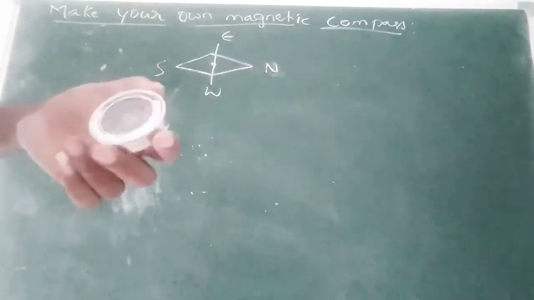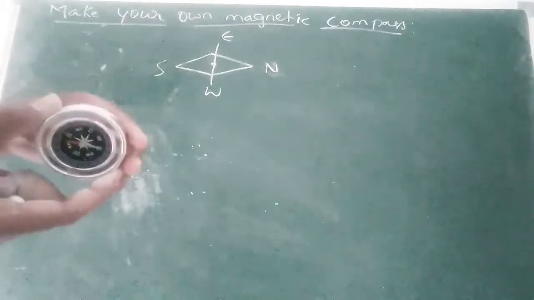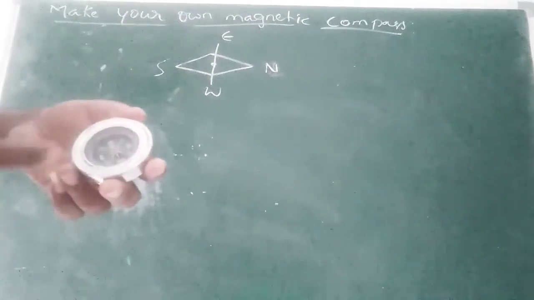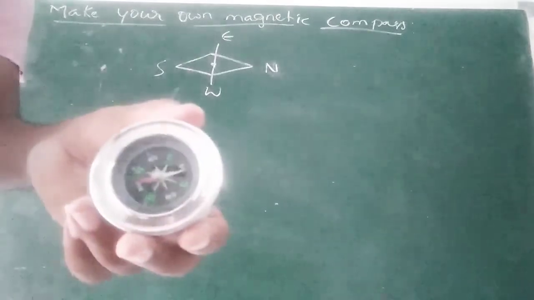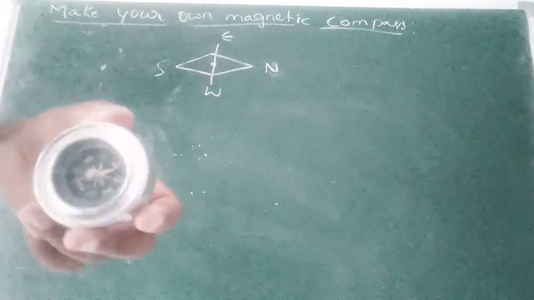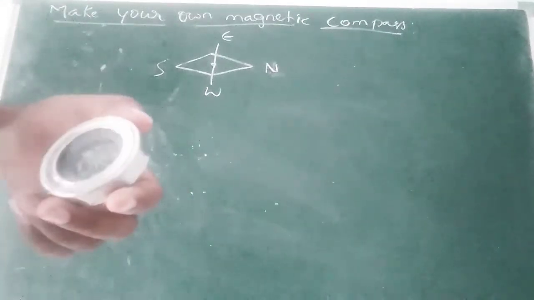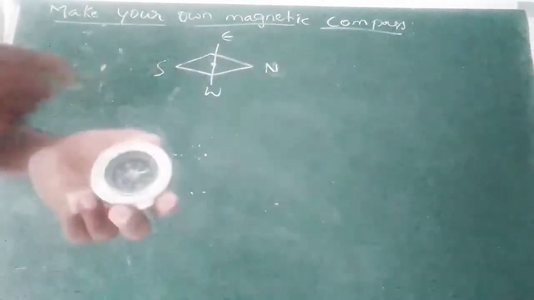It is the magnetic compass. This magnetic compass is covered with a circular box, and on that it is covered with a glass. Inside there is a magnetic needle, like you can observe, which is painted with red color on one side. It is pivoted at its center to the dial. On the dial the directions are there: north, south, east and west.